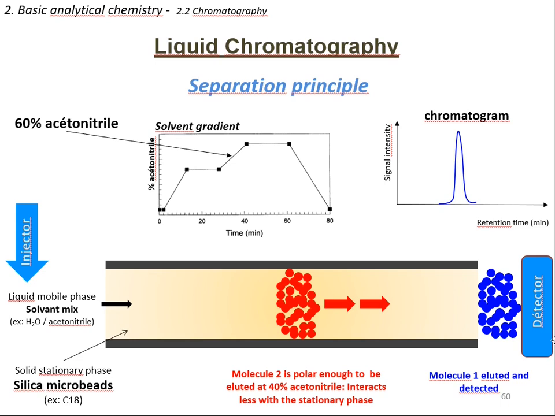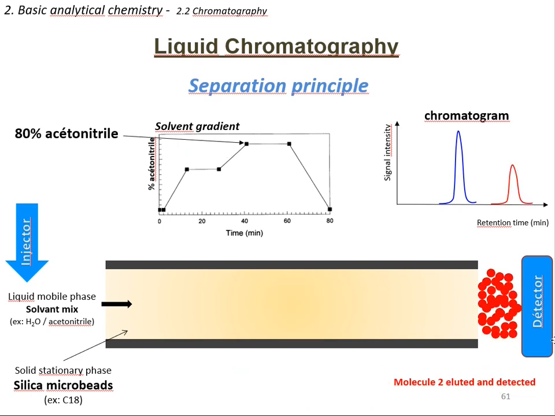Now the red molecule is interacting more with the solvent than with the stationary phase, and it's moving into the column. And when you reach 80% of acetonitrile, it reaches the detector, and there is a second peak for the red molecule with a different retention time, a longer retention time, a higher retention time than the blue molecule. It means that it has been retained longer in the system because of its polarity.